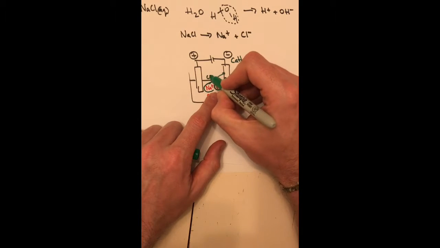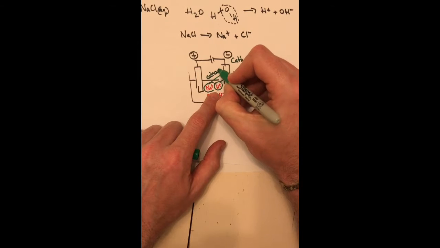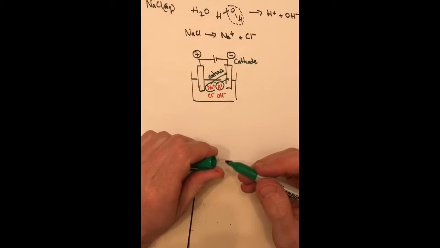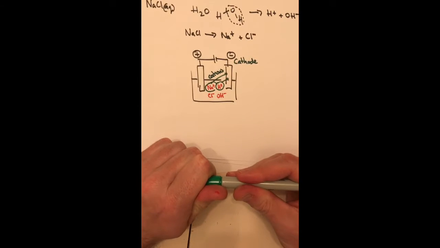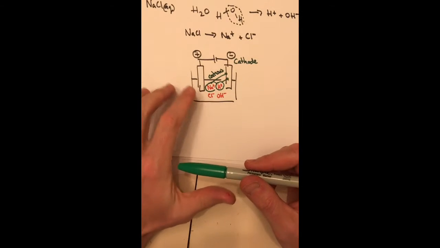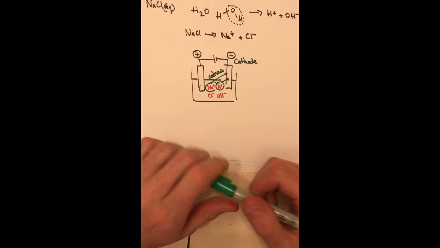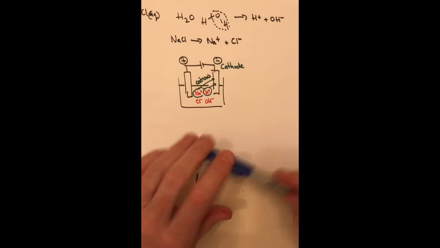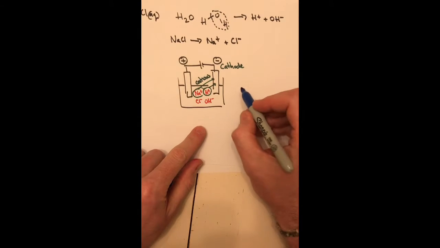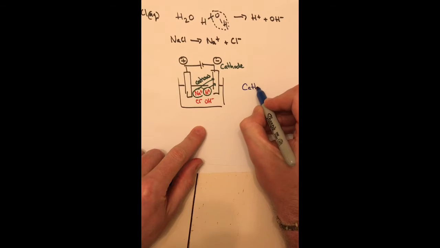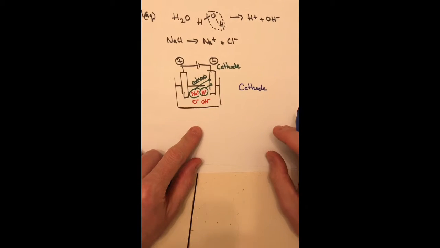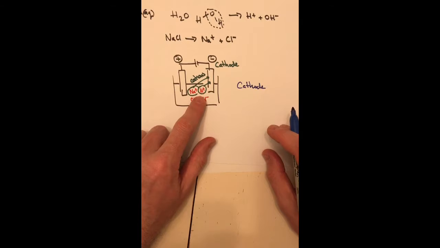cathode. So the cations migrate towards the cathode. Okay, let's focus on those for a second. We'll do this in two stages. We'll look at the negative ions, or the anions, in a second. So they've migrated towards the cathode. Let's have a quick look over here at what exactly is going on. So at the cathode, the sodium and the hydrogen ions arrive.